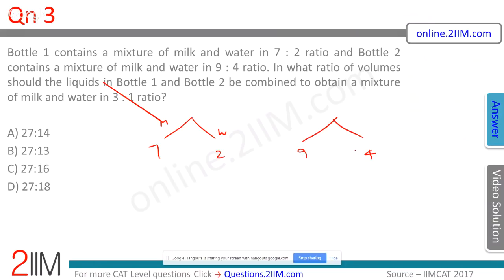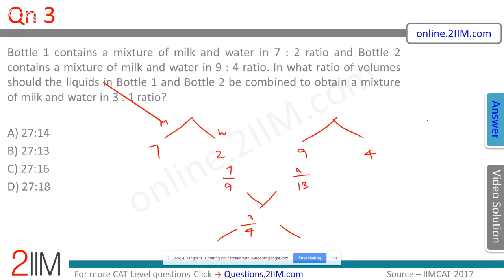To a combined ratio of 3:1. So I'm mixing 7/9 milk and 9/13 milk to get 3/4 milk. I know how this is done. I'm going to do the simplification. So 9, 13, and 4. I'm going to take the LCM of the whole thing, so that I get that overall clarity.